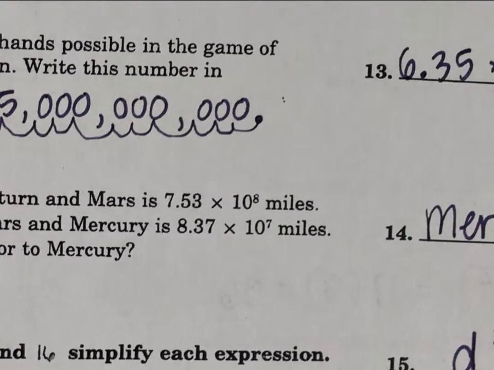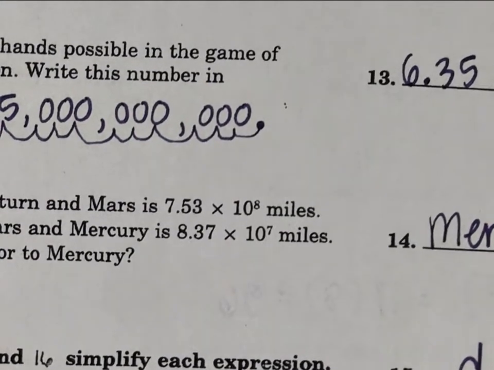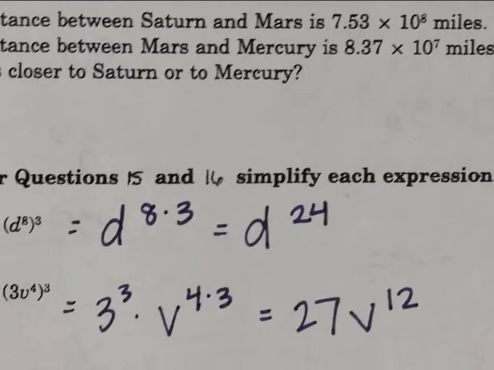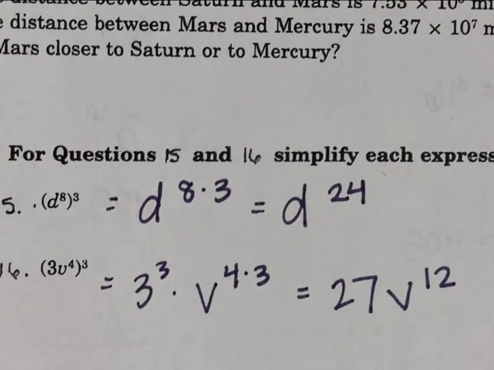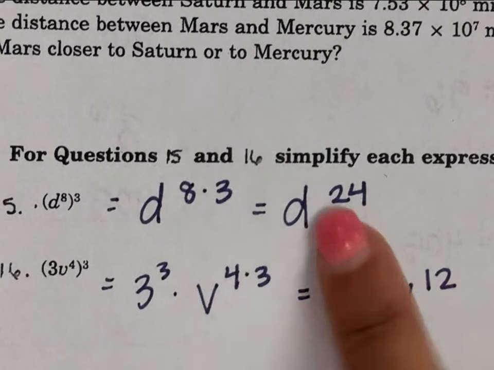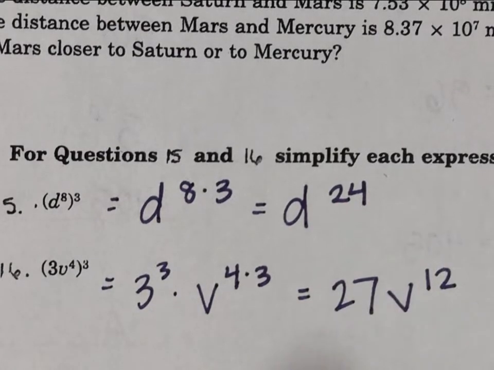All right. Questions on 14? Good on that? Number 15 and 16, you're simplifying. So this is a power of a power. So what do I do when I have a power of a power? What do I do with the exponents? Multiply the exponents. So d to the 24th.